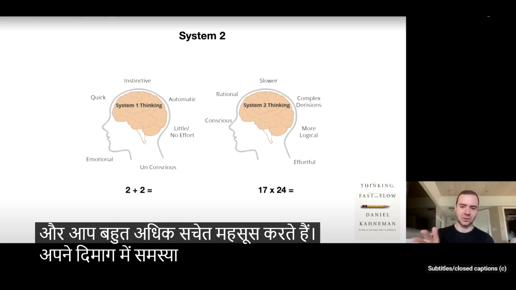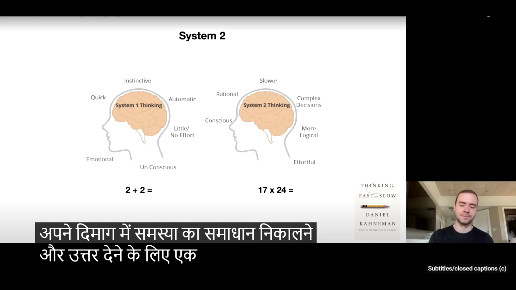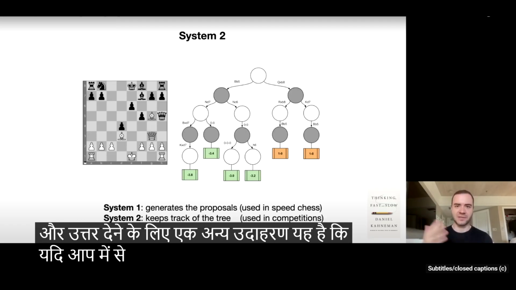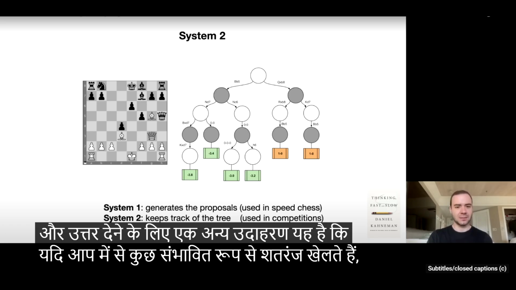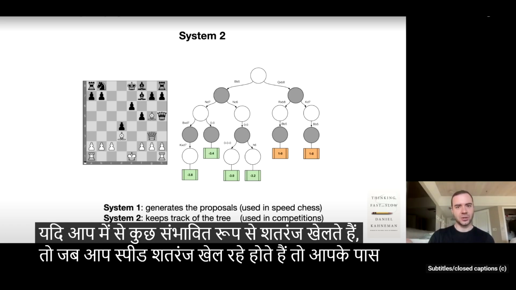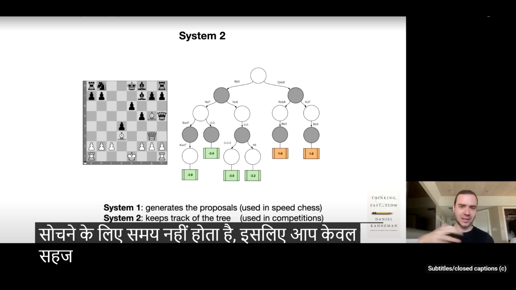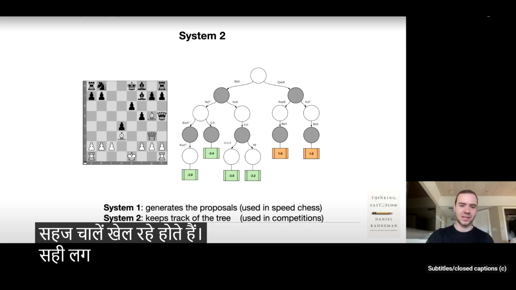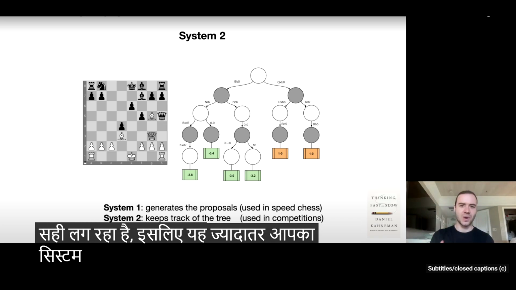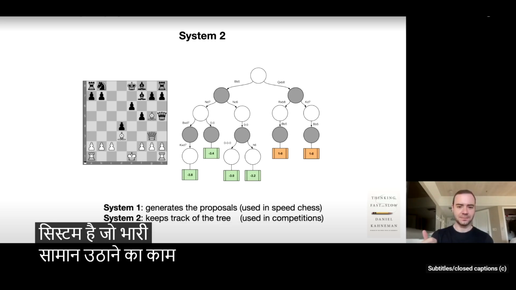You have to work out the problem in your head and give the answer. Another example is if some of you potentially play chess, when you're doing speed chess, you don't have time to think. So you're just doing instinctive moves based on what looks right. So this is mostly your system 1 doing a lot of the heavy lifting.